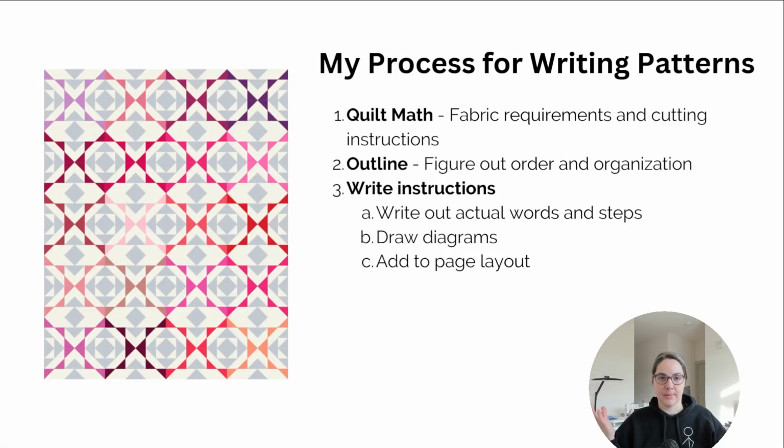So this third step that kind of happens in pieces is writing the instructions, and it consists of the actual words and steps, right? Writing all of that out, drawing the diagrams that go with them, and then doing the page layout. So there's kind of 3 pieces there, and I will typically work in that order for one section. So if I've got a section about making flying geese, I'm going to write out all the words for it, draw all the diagrams for it, and then do my page layout for that section before I move on to the next section. Does that make sense?